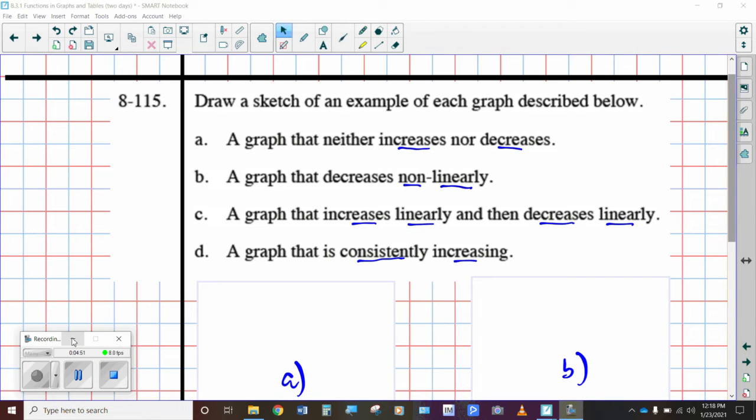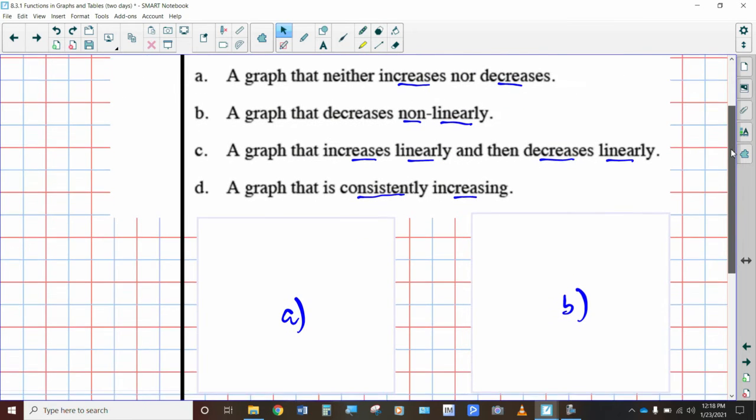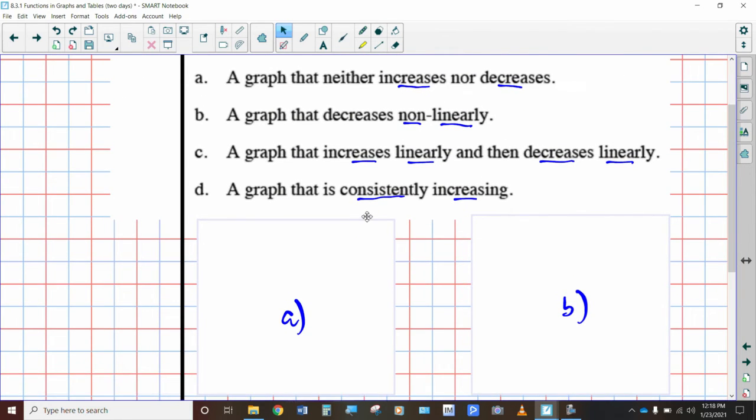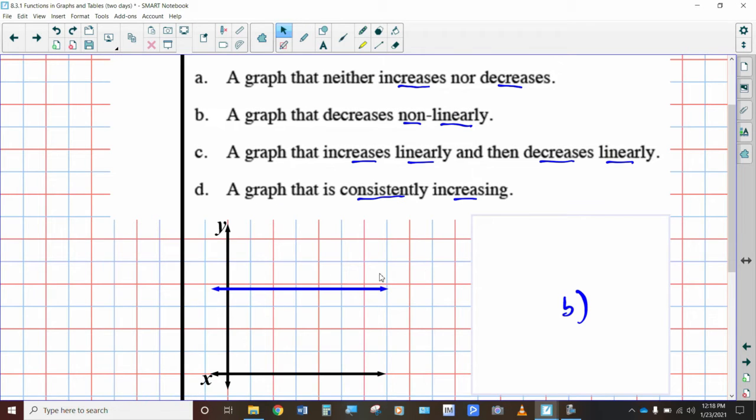Alrighty, are you ready? Hopefully you've got yours drawn and you're going to compare them to mine. Now, it's highly unlikely that ours are exactly the same, but the basics should be the same. So for instance, a graph that neither increases nor decreases, well, it doesn't go up or down, but it's a graph that must be a horizontal line, like this blue one, right?